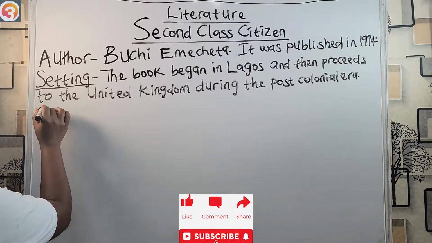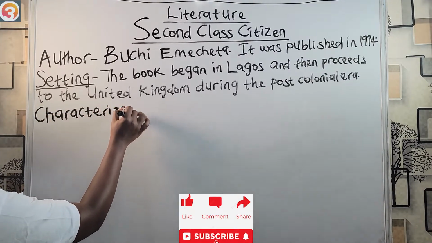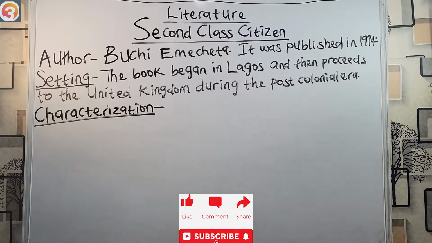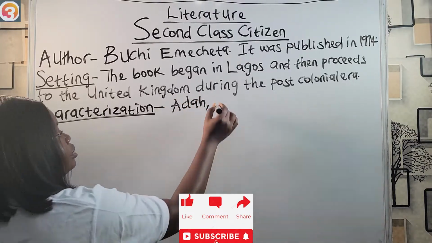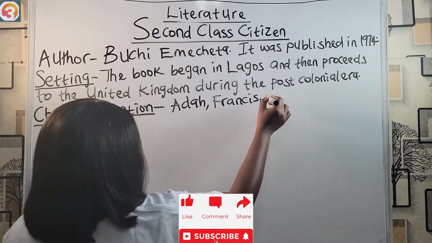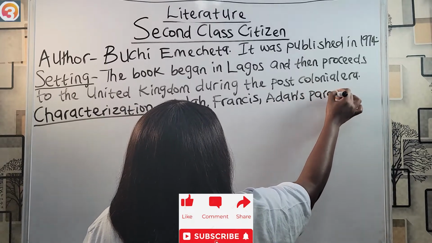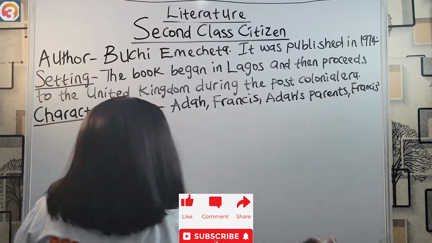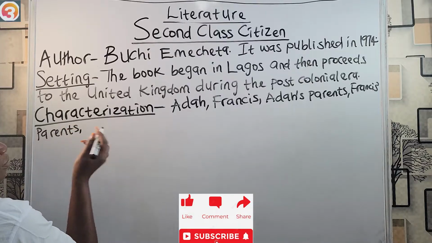Then if you want to talk of characterization, there are so many characters in the novel. First off, you have Ada, the protagonist. We have Francis, her husband. Then you have Ada's parents. They are also Francis' parents. You have their kids.